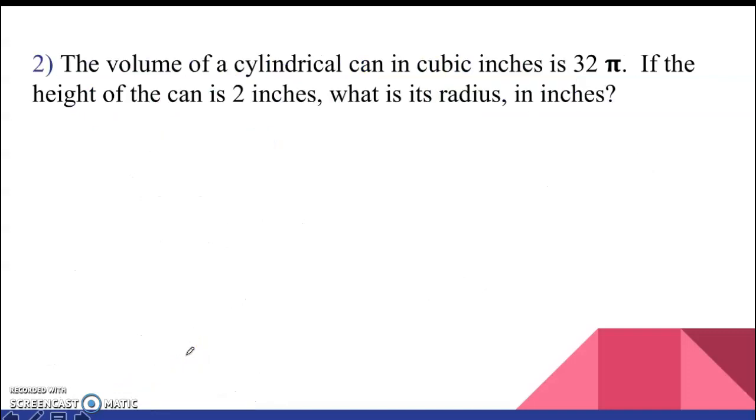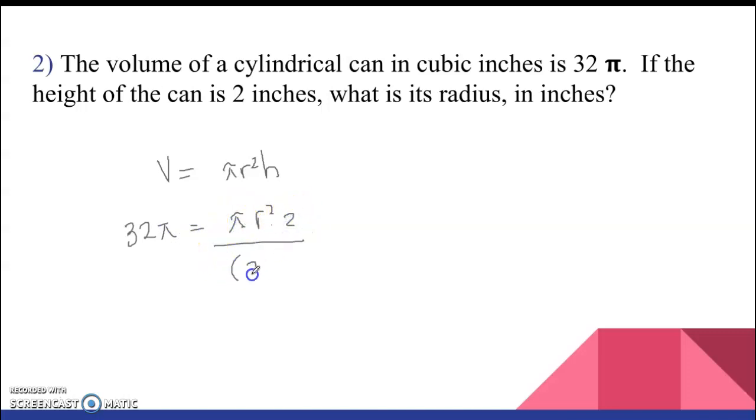Okay? The second one I want to look at is a cylinder. The volume of a cylindrical can is 32 pi. If the height is 2, what is the radius? So now I go back to my reference sheet. I am going to write the volume. Volume of a cylinder is pi r squared h. This is 32 pi. The radius is what I'm looking for, and the height is 2.